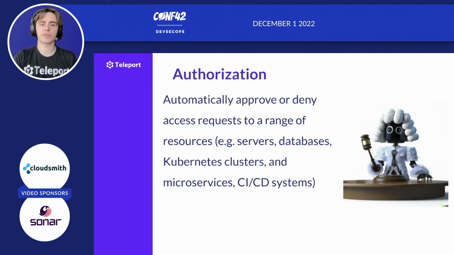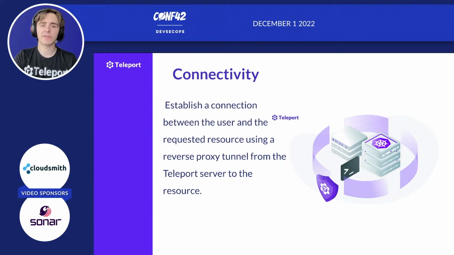The next step is authorization. So what Teleport also does is it will automatically approve or deny these access requests to a range of resources. So you have servers, databases, Kubernetes clusters, microservices, and various CI/CD systems. So it'll always make sure that your users are accessing only what they are allowed to based on their RBAC roles.